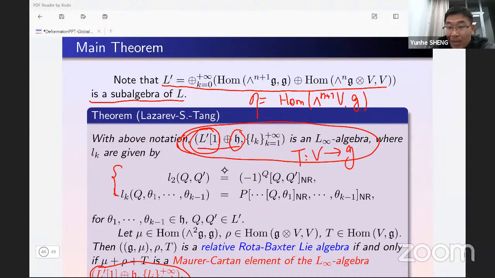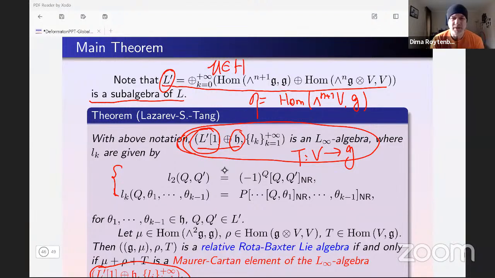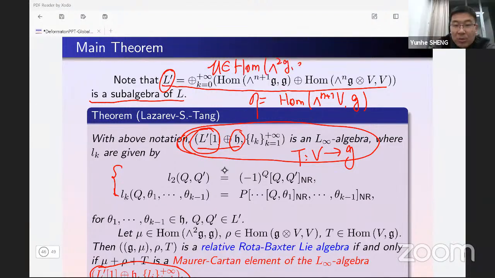So it is a degree 0 guy. And for this L prime, because we shift it by 1, the degree 0 elements in L prime will be the other two. Mu is from wedge to G, and rho is in Hom(G tensor V, V). Originally mu is of degree 1, but because we shift L prime by 1, mu is of degree 0. So these are all degree 0 elements: mu, rho, T.